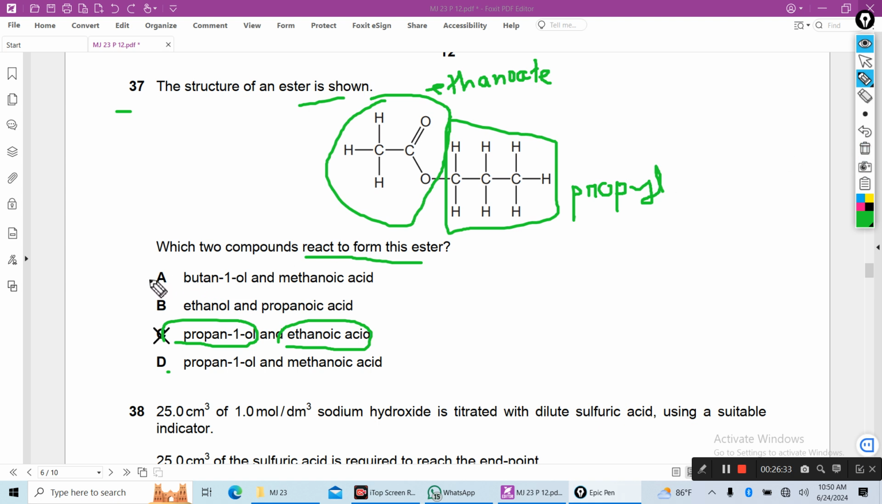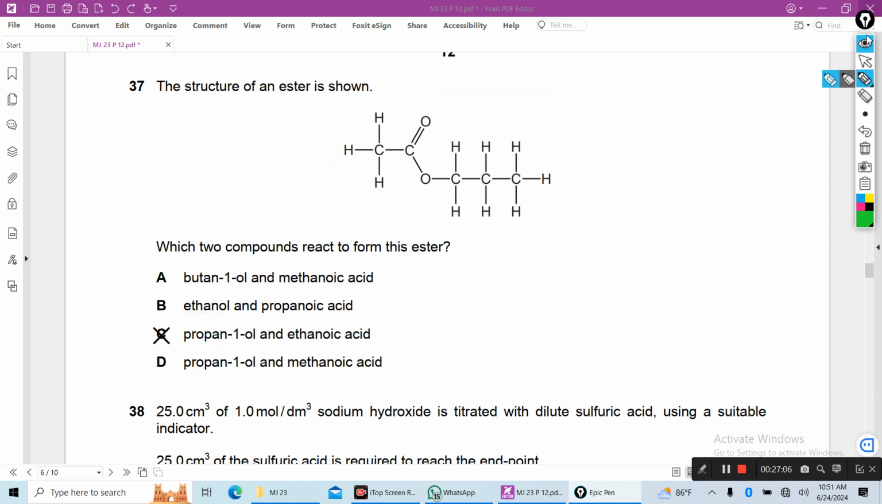Why is A wrong? Butanoate. This is propanoate, so this is wrong. Ethanol gives ethyl, but the alcohol part is propyl. This is wrong. And why is D wrong? Propanol, this part is correct, propyl. But methanoic acid gives methanoate, and this is ethanoate. So propanol and ethanoic acid will be the correct answer. C is the correct answer. Next, 38.